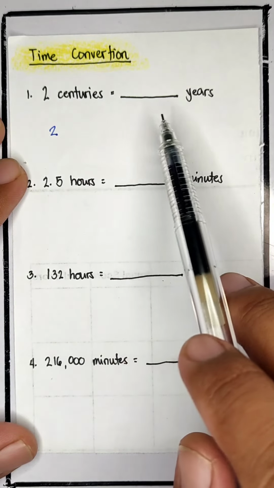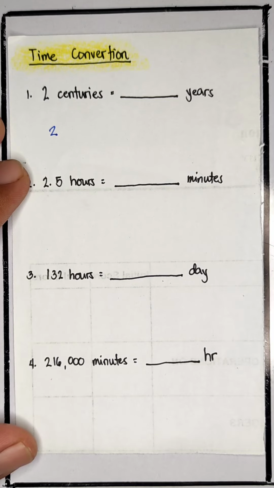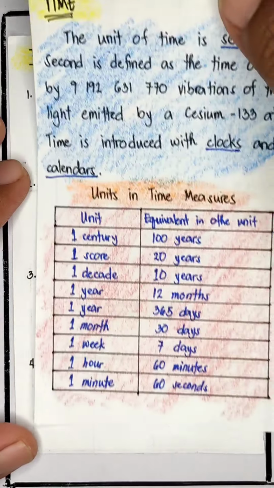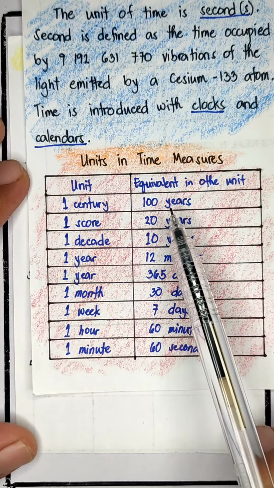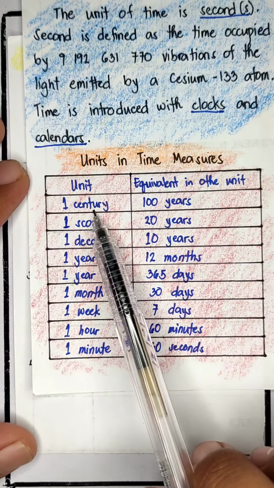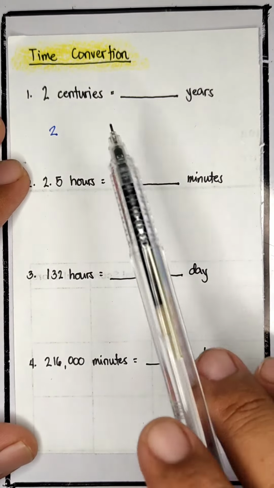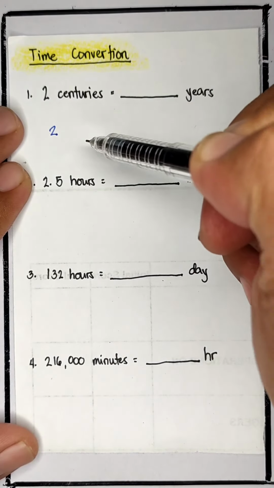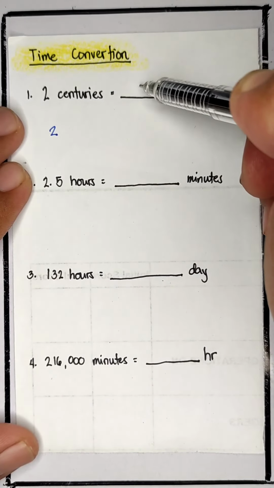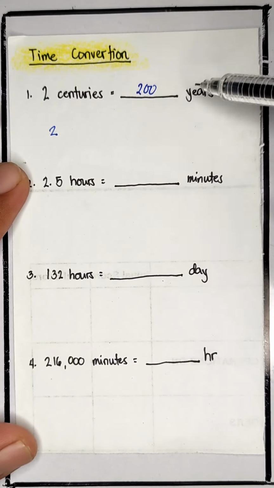2 centuries is equivalent to how many years? Then, simply, 1 century, 100 years. Then, 2 centuries is 200 years.